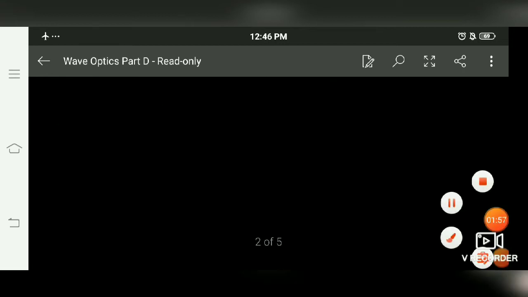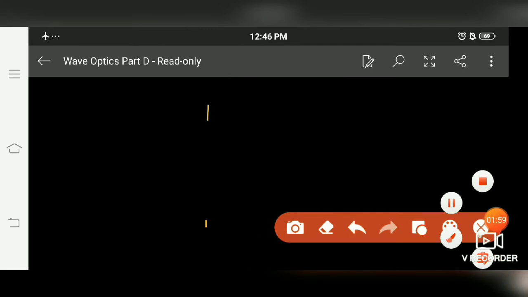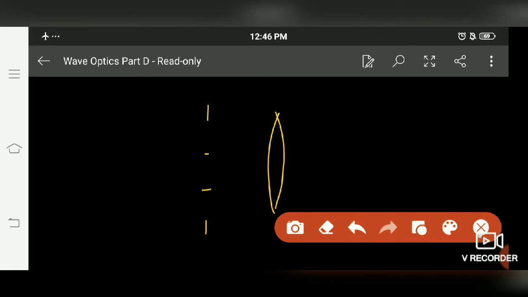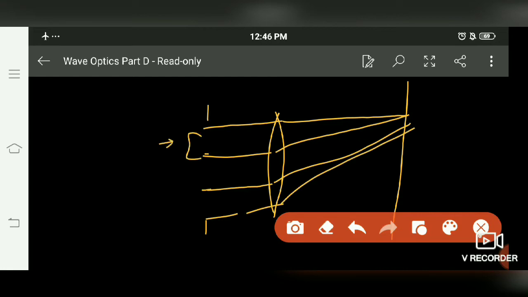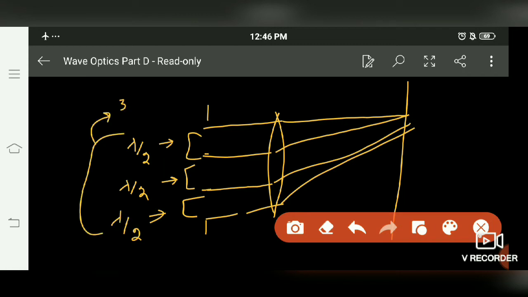For the third, that is again a maxima, now let us consider the slit to be in 3 parts: 1 part, 2 parts and 3 parts. Again the lens and the screen. So 1 part, 2 and 3. It will offer a path difference of lambda by 2 and lambda by 2, and the net is 3 lambda by 2. So this time it is not out of phase. It is again having a difference of 3 lambda by 2, and it will form a maxima here.